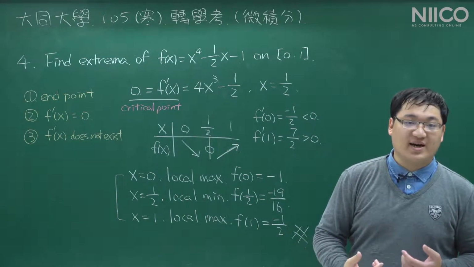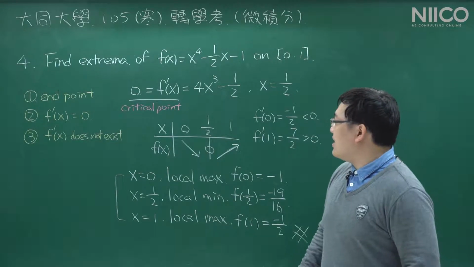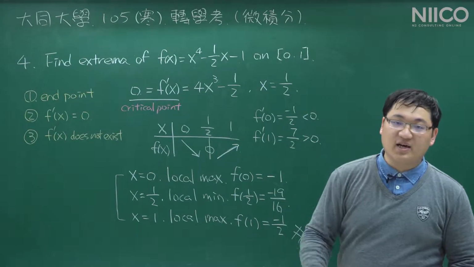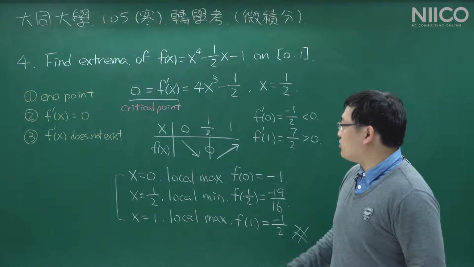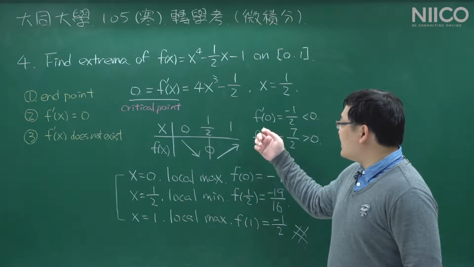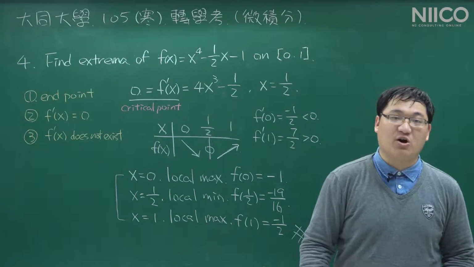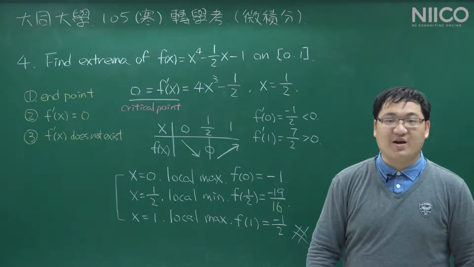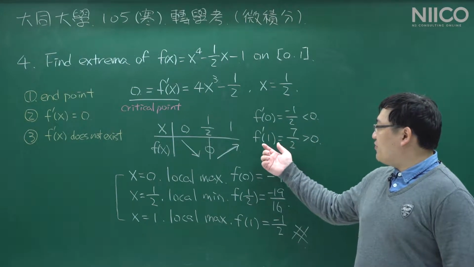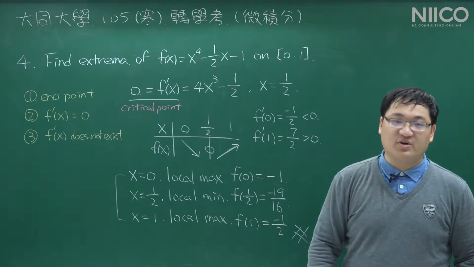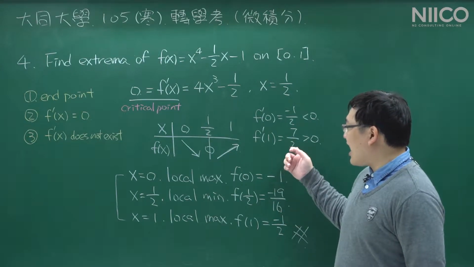Now, when x is between 0 and 1/2, we see that f prime of x is smaller than 0. So that means between 0 and 1/2, f of x is decreasing. Now, between x equals 1/2 and x equals 1, the value of f of x is increasing due to the fact that f prime of x is larger than 0 between 1/2 and 1. These can be verified by substituting values of x.